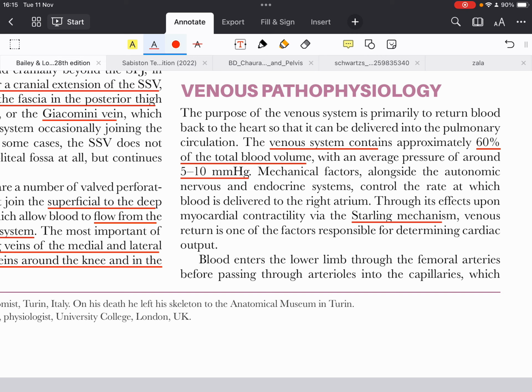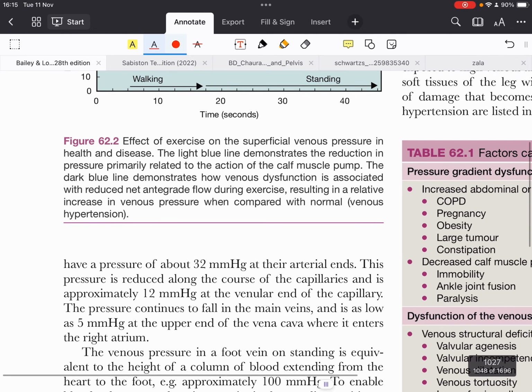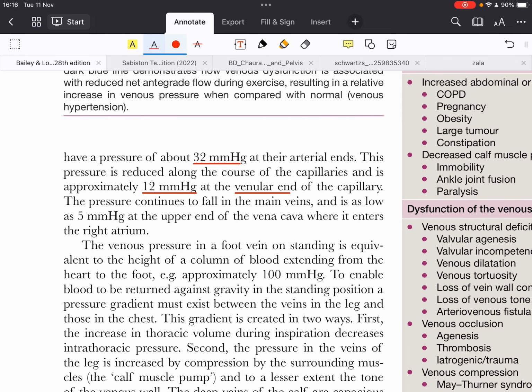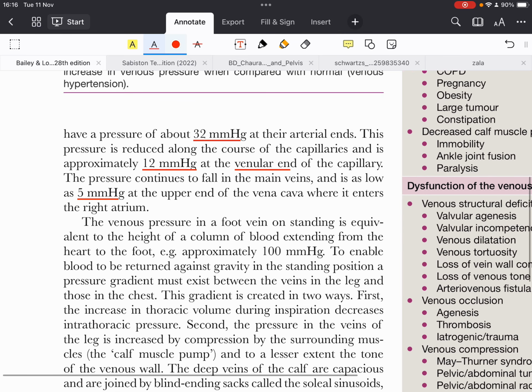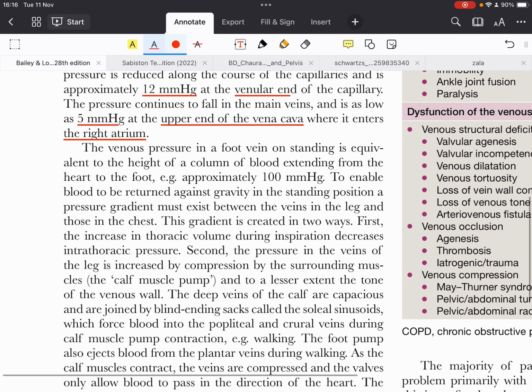Blood enters the lower limb through the femoral arteries before passing through arterioles into the capillaries, which have a pressure of 32 mmHg at their arterial ends. This pressure is reduced along the course of the capillaries and is approximately 12 mmHg at the venular end of the capillary. The pressure continues to fall into the main veins and is as low as 5 mmHg at the upper end of the vena cava, where it enters the right atrium. The venous pressure in a foot vein on standing is equivalent to the height of a column of blood extending from the heart to the foot, approximately 100 mmHg.